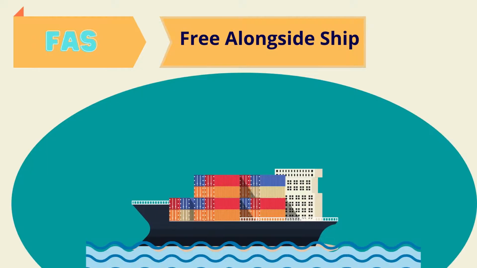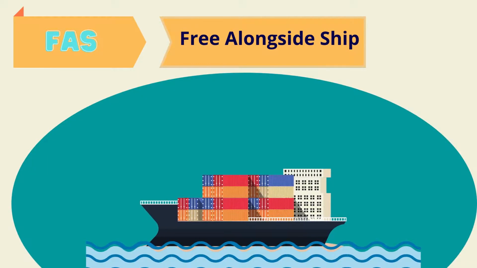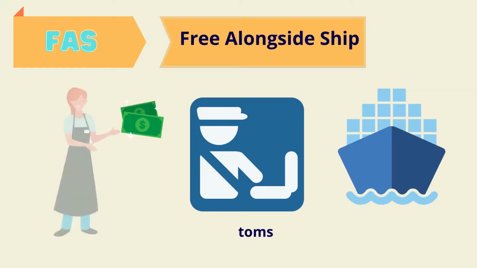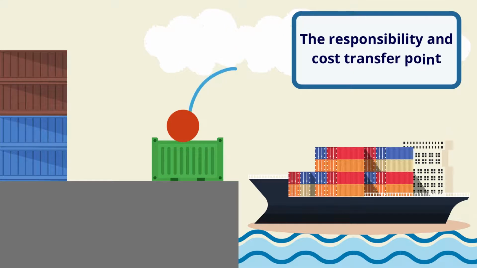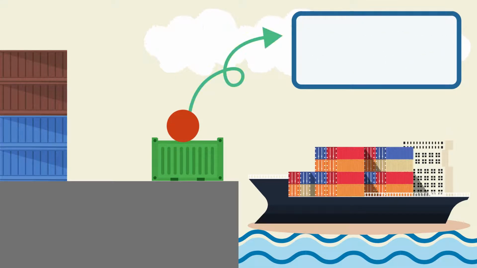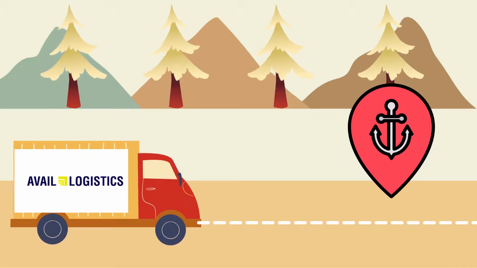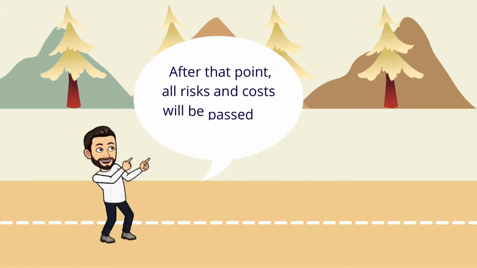FAS stands for Free Alongside Ship. This only applies to ocean transportation. Similar to FCA terms, the seller will need to clear customs at the origin port, but the responsibility and cost transfer point is alongside the vessel, which means the seller has to deliver goods to the terminal or port of loading. After that point, all risks and costs will be passed on to the buyer.